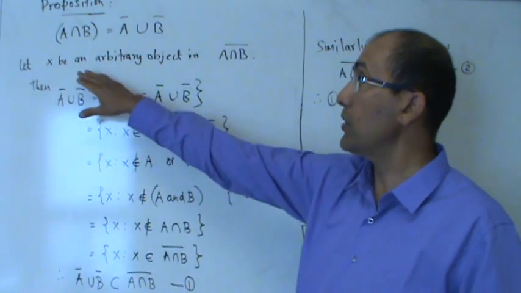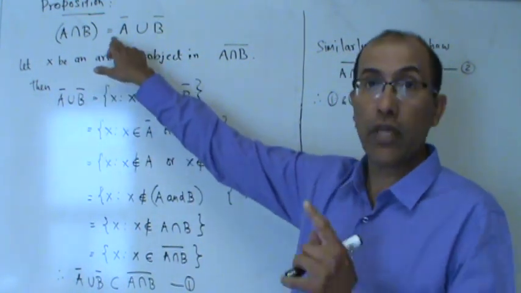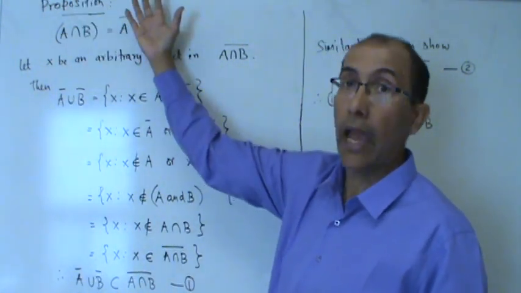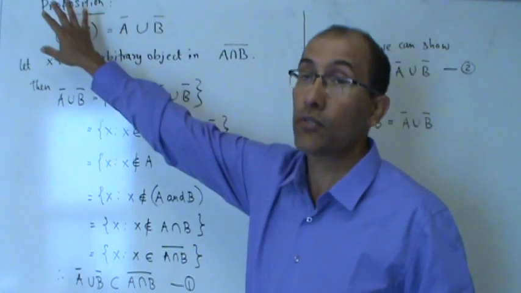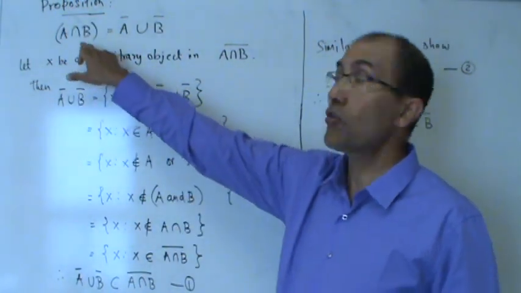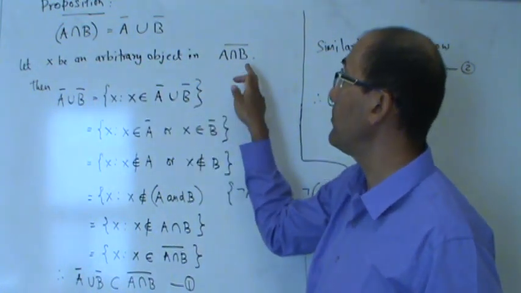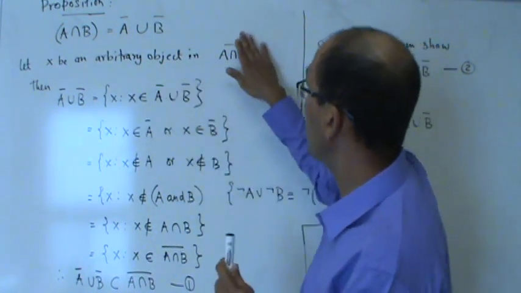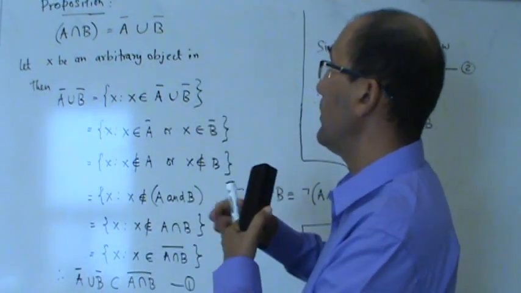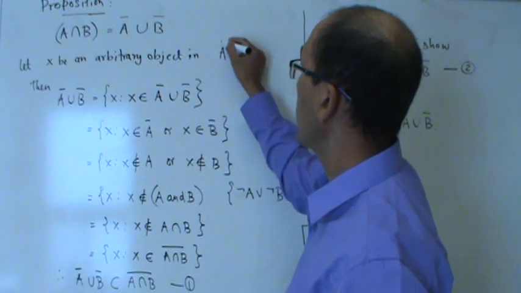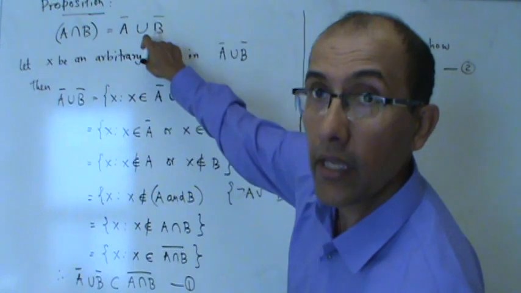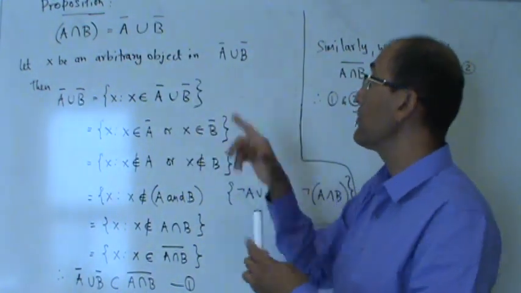So what I'm going to do is I want to show that two sets are equal. So then I have to first show that this set is a subset of that, and then that set is a subset of this. So to prove that, I'm going to take an arbitrary element, sorry, my mistake here. I'm going to take an arbitrary element in A's complement union B's complement. So I'm going to take an arbitrary element from this set here.